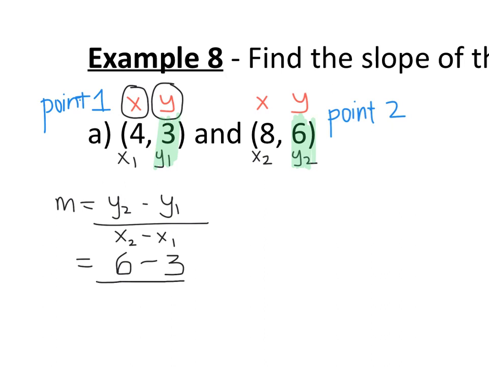I'm going to put in my bar, and then I'm looking for my x2 value. My x2 value is the one that I labeled under the 8. Let me just fill that back in because I erased it. That's x2, and that's going to go into my formula next. So my x2 is 8, minus my x1 value, which is the one that I put under 4. So I'm going to put 4 into my equation. So we've got 6 minus 3 divided by 8 minus 4.